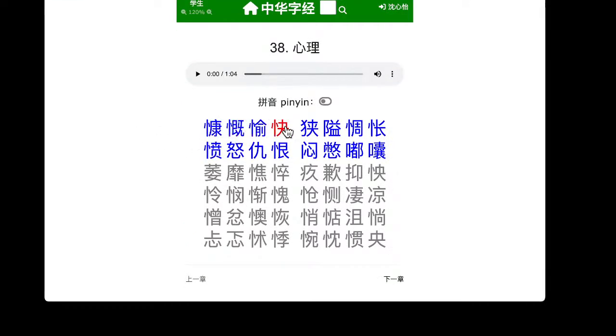慷慨, 愉快. 慷慨 means generous or excited. 愉快 means happy. 狭隘 means narrow-minded. 惆怅 means sad, disappointed. 愤怒 means angry. 仇恨 means hate. 闷, 憋 means bored, depressed. 嘟囔 means murmur, complaint. So that's the sentence for today. All right, that's it for today. Okay, bye bye.